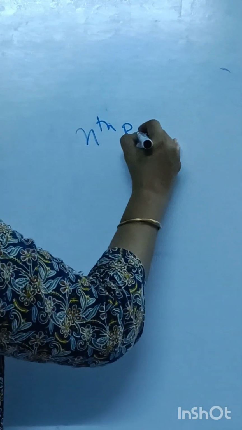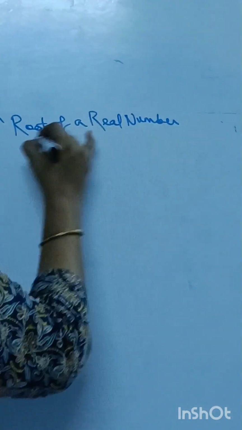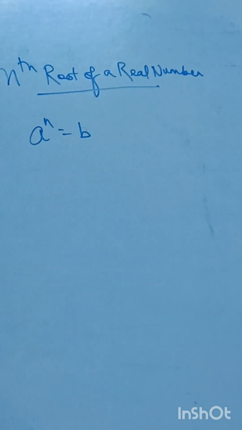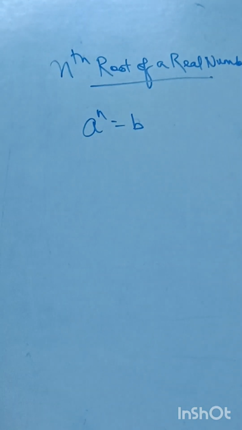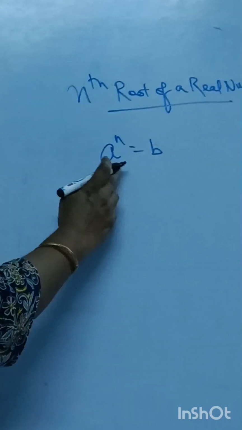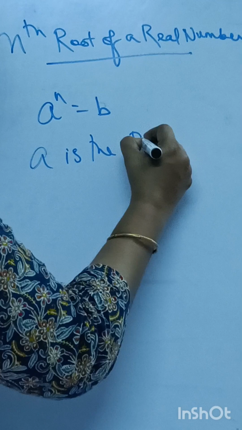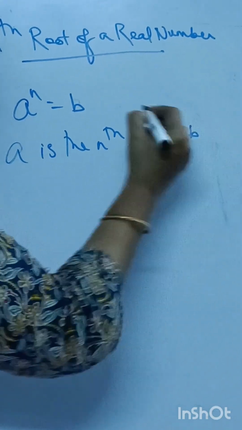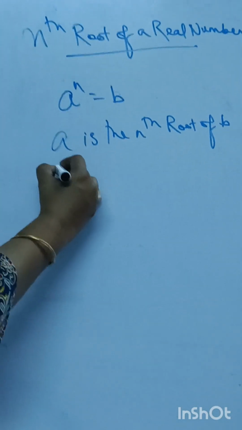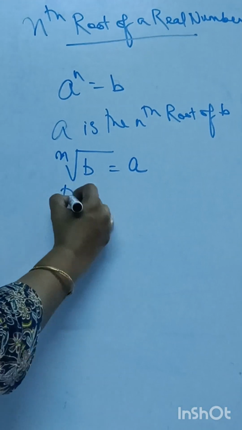Now we will see what is nth root of a real number. It comes under the topic of number system. Here a power n is equal to b, where a and b are real numbers and n is a positive integer. So a is the nth root of b, and it can be expressed as nth root of b is equal to a. It is also known as radical.